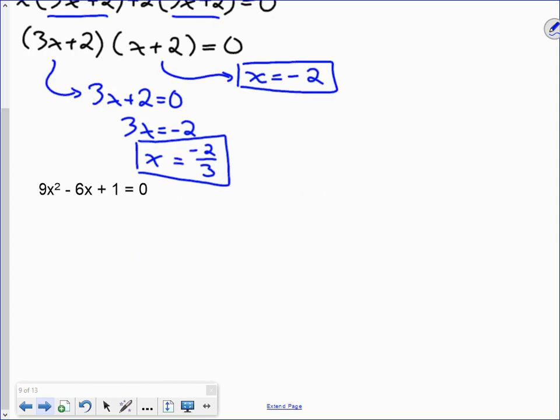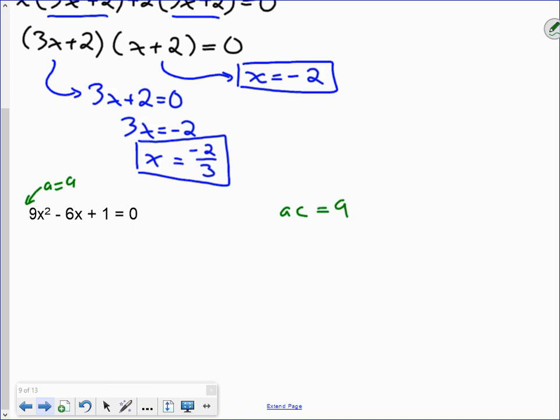All right. We'll do one or two more here, just to make sure you get the hang of it. I got 9x squared minus 6x plus 1 equals 0. Again, I cannot common factor this. There's nothing common to all three of these terms. It's not a simple trinomial because a is 9, so we're going to use our AC method again. A times c is 9 times 1, which is 9.